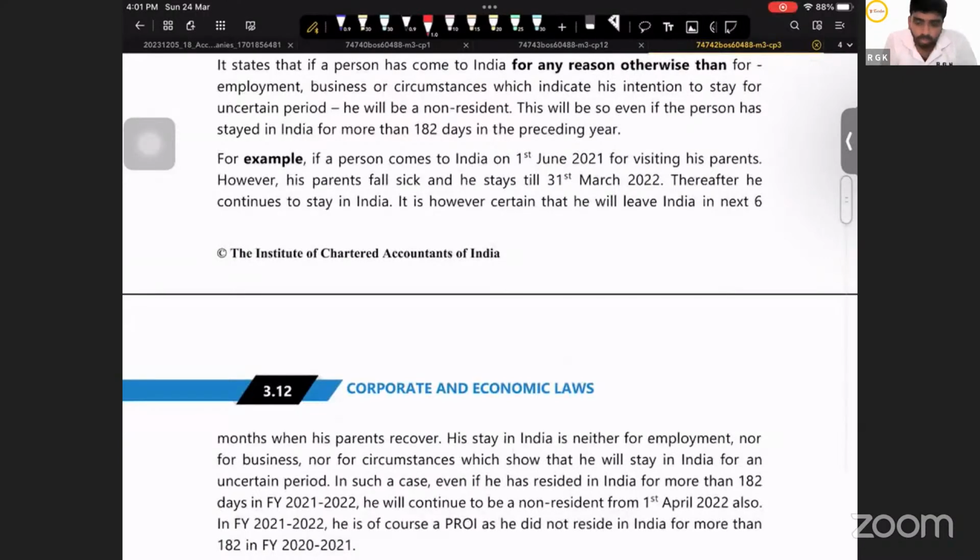See, if a person comes to India on 1st June 2021 for visiting his parents, that means last year he was not in India. After he comes to India, his parents fall sick and he stays till 31st March 2022. Thereafter, he continues to stay. It is, however, certain that he will leave India in the next 6 months when his parents recover. He is very sure that he is going to leave India within the next 6 months.